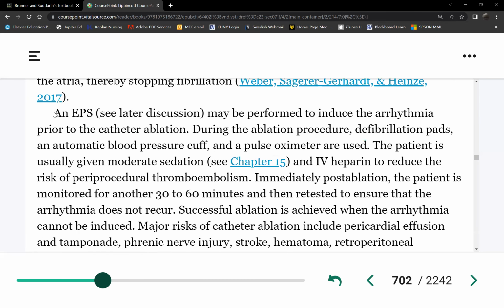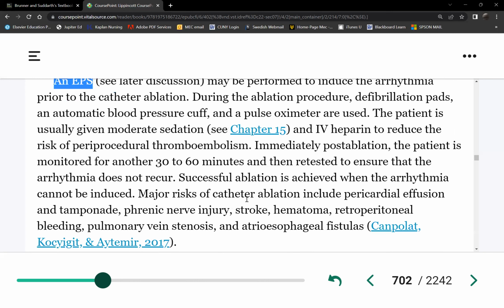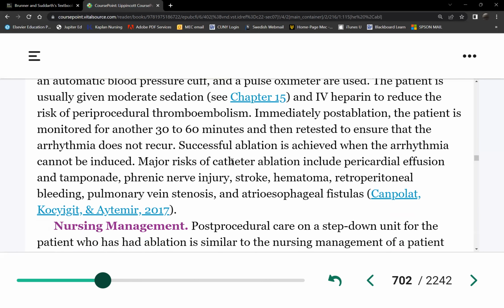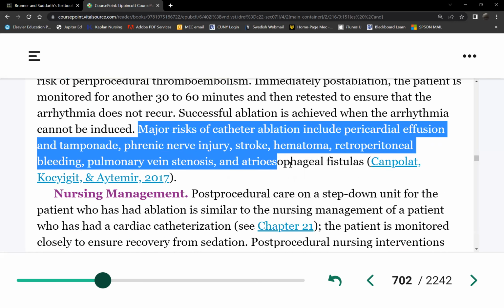So here's the EPS, required before the ablation can be done, because otherwise we can't just go burning areas in the atria, right? So we have to locate them first using an EPS and then destroy them. And here are the risk factors in addition to damaging the SA node. So there are risks associated with catheter ablations. That's why we don't do this routinely. Okay, there are risks involved.